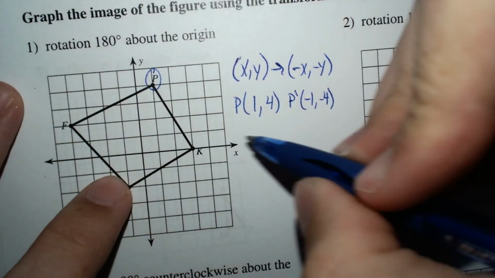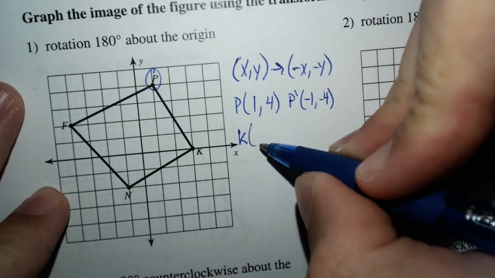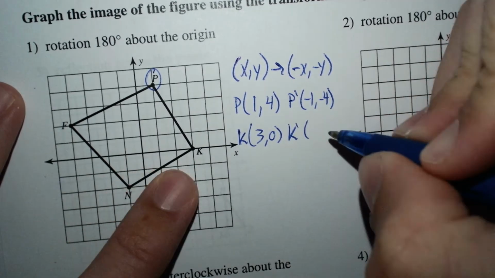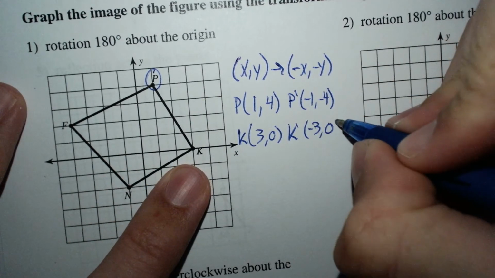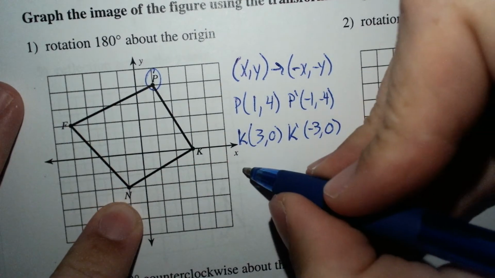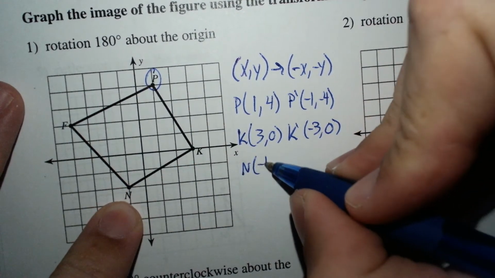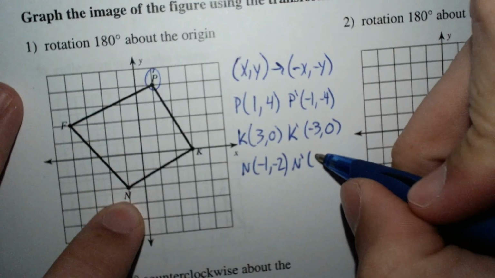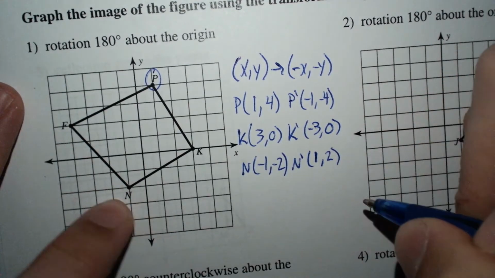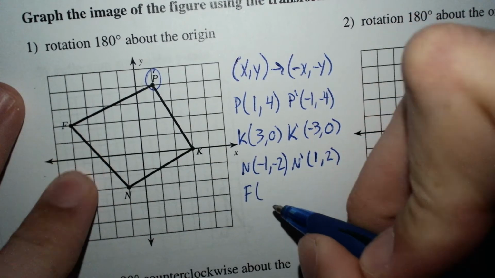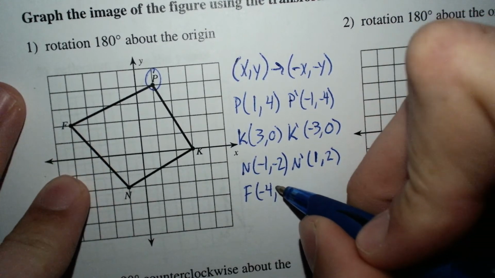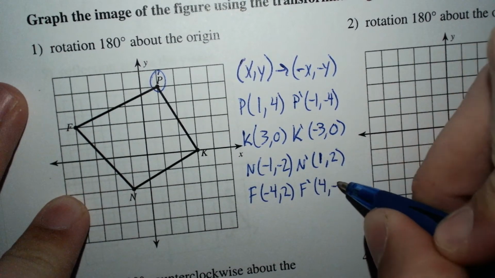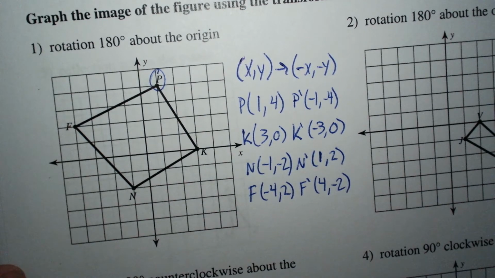Easy enough. Where's that K? K is 3, 0. K prime would be negative 3, 0. N is negative 1, negative 2. N prime is not negative 1, negative 2. The opposite, so it would be 1, 2. And F is negative 4, 2. So F prime is 4, negative 2. So those are going to be my new points.